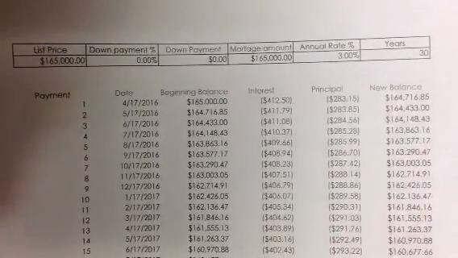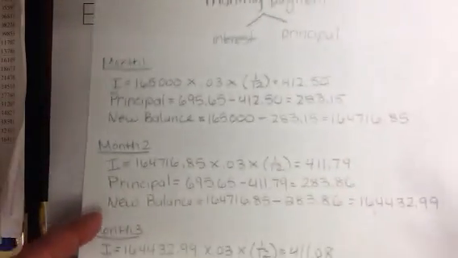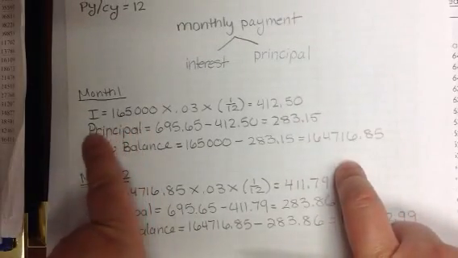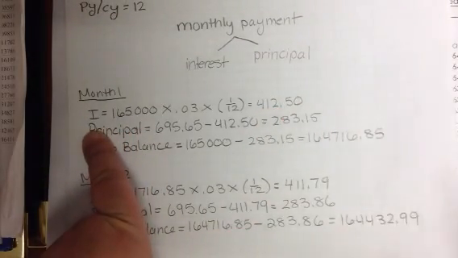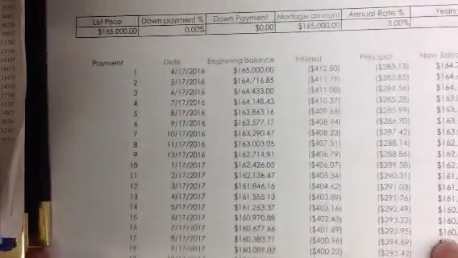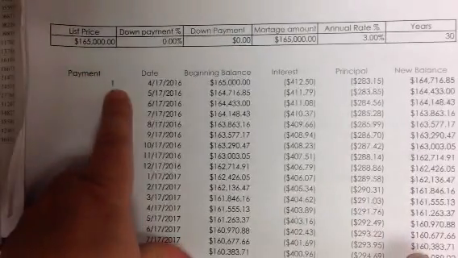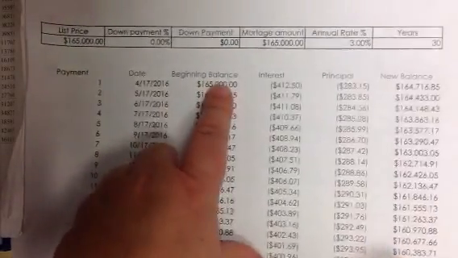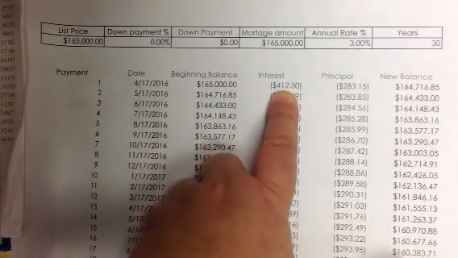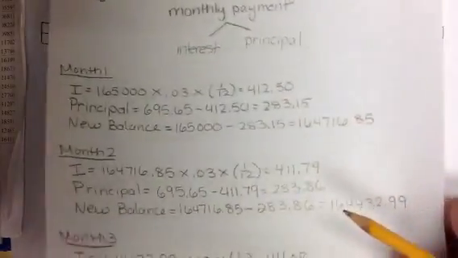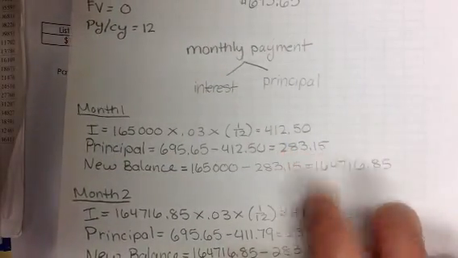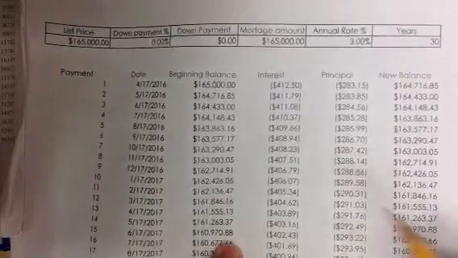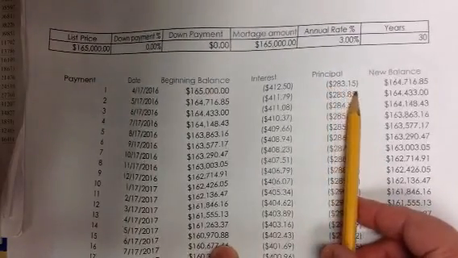Okay, now, when we did this by hand, we said the interest for the first month was $412.50. If I look at my loan calculator when I put all that in, this is the first month. If I come across over here, there's my interest, $412.50. We figured out that what goes towards the principal is $283.15. If I go back here, that's $283.15.